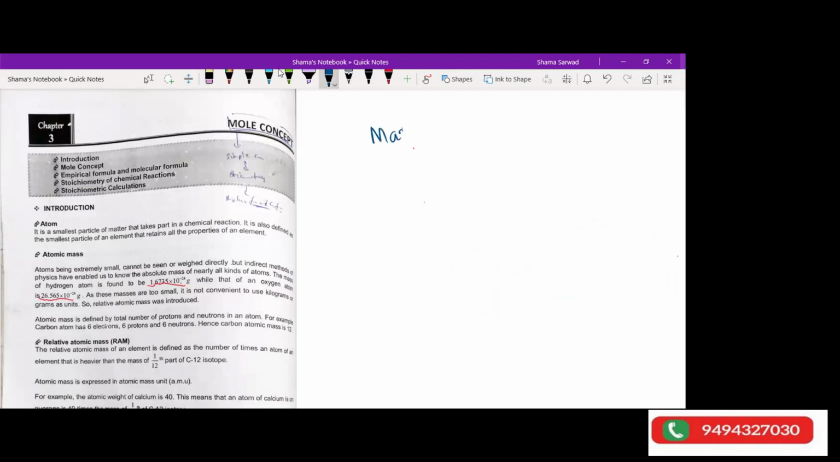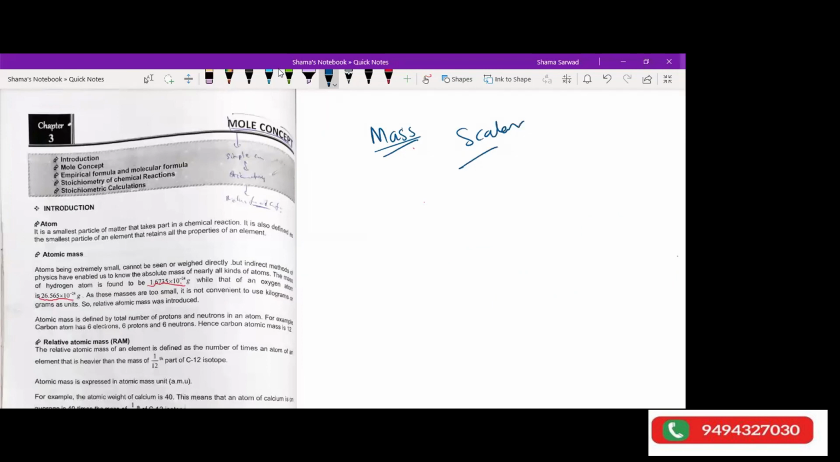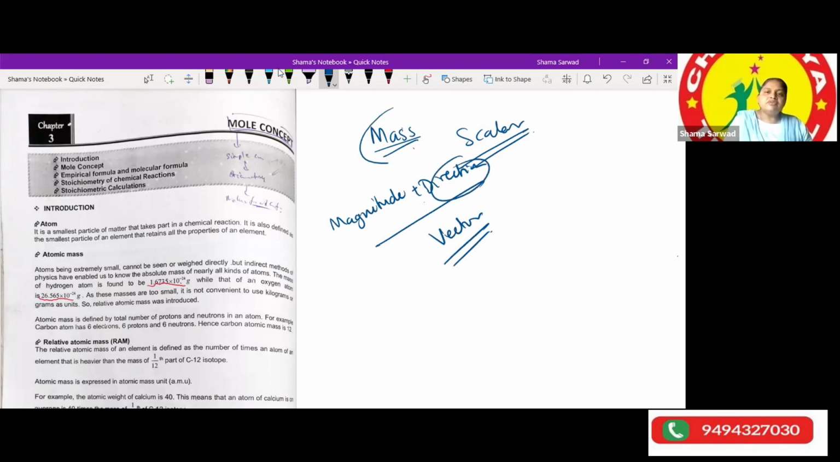Come on, tell me. Scalar. Why? Ma'am, it can be measured, it has only magnitude. If any physical quantity has a magnitude and a direction, that time we call it a vector quantity, correct? So a vector quantity is always with direction. But in mass, we just have what? Magnitude, and hence it is a scalar quantity. Correct?